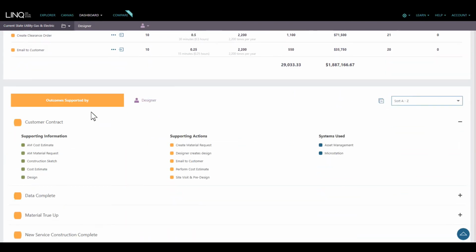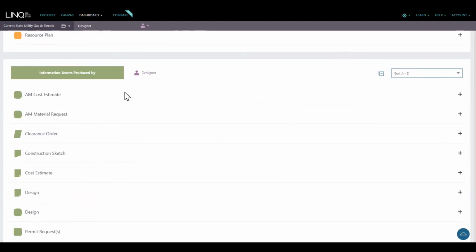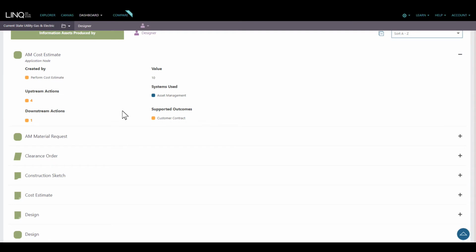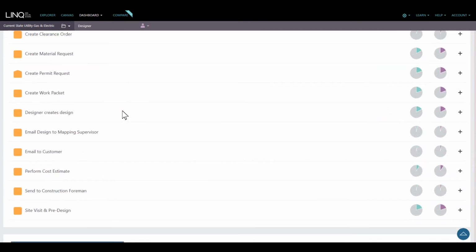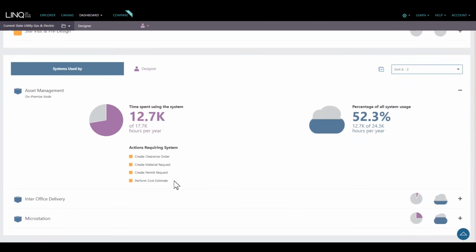Scrolling down, here are the outcomes supported along with the supporting information, supporting actions, and systems used. Then we have the information assets produced, and finally the systems used. Expanding the asset management system, we can see the designer spends 12,700 hours using asset management out of a total of 17,700 hours they spend on this process. Below that are the actions performed using this system.